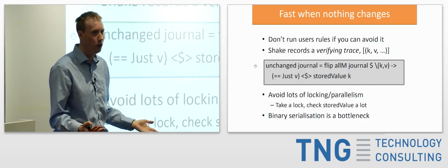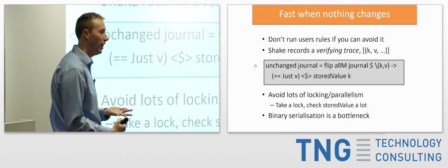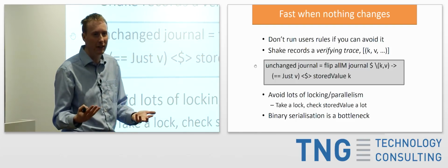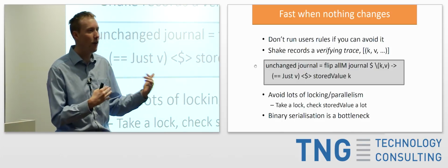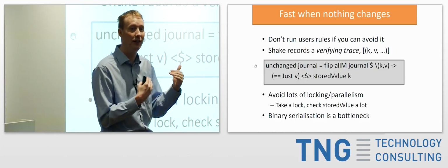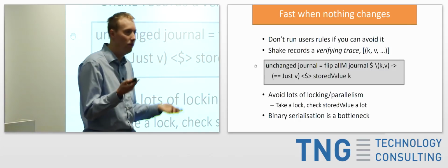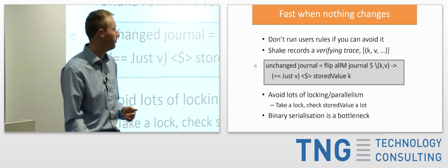And then there are all the usual techniques like avoid lots of locking, do it in parallel but not too parallel, so you don't thrash things, lots of things like that. And also, it turns out in practice, writing the verifying trace to disk, so the serialization, is one of the bottlenecks, which is unavoidable in some sense, but it's a nice state to be in.